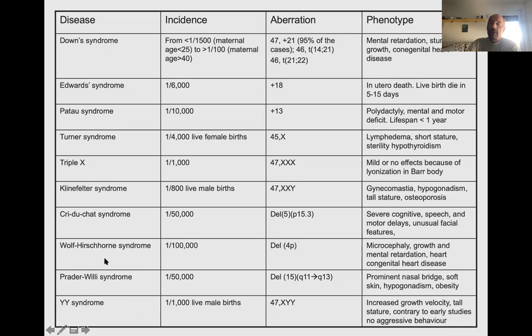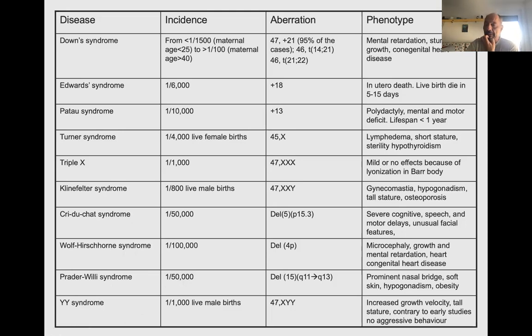The Wolff-Hirschhorn syndrome, very rare, 10 to minus 5, is a deletion in 4p, but with very serious problems. There is microcephaly, growth and mental retardation, and congenital heart disease. The Prader-Willi syndrome is 1 in 50,000, a deletion in chromosome 15. It has a prominent nasal bridge and soft skin. It is one of those diseases where, in extreme cases, you can hardly touch anything.